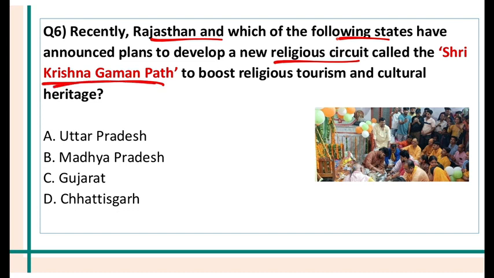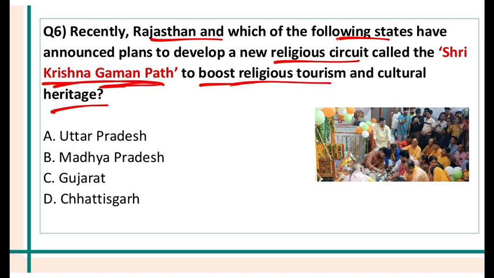Rajasthan and which of the following states has announced the plan to develop a new religious circuit called Shri Krishna Gaman Path to boost religious tourism and cultural heritage? Now these Gaman Paths are becoming very popular. We saw Shri Ram Gaman Path in Madhya Pradesh and Chhattisgarh. Basically, wherever Lord Krishna visited, those places will be connected together in the form of a circuit, so that a tourist who goes to one place will also be motivated to go to other places.